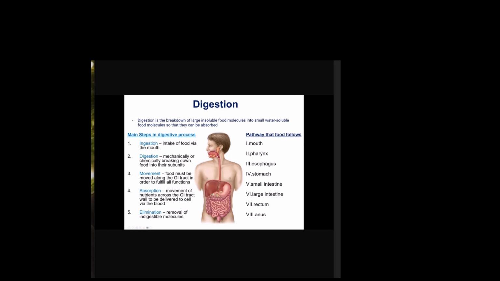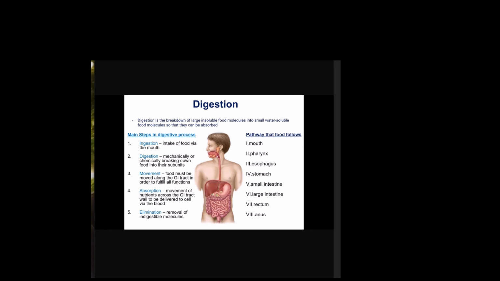Some ingestion, taking food into our mouth, then digestion, breaking down the food, and it could involve breaking it down into smaller portions, mechanically or chemically. Mechanical is when we break it down with our teeth, or when the stomach is churning it. Chemical involves the breakdown using enzymes. The goal is to end up with subunits that can be absorbed by the body.